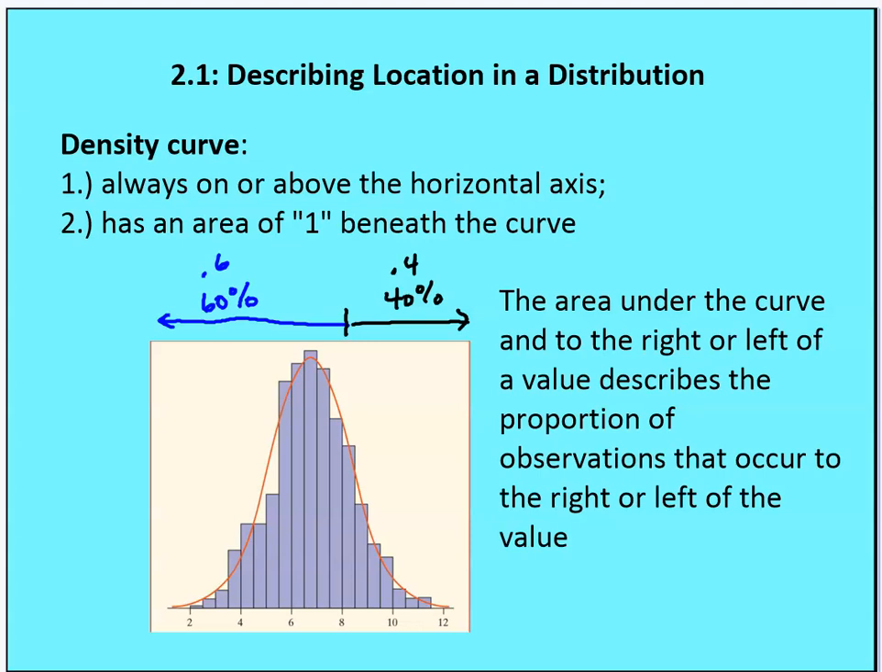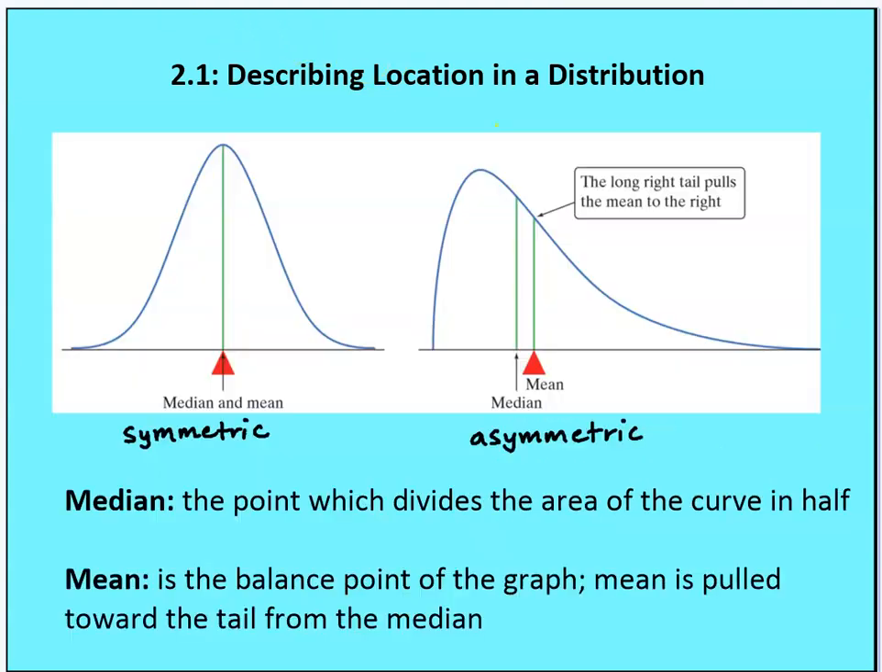Second is it has an area of 1 beneath the curve. All right, so if you were to measure the total area beneath this curve, it would end up being equal to 1. And so what that would mean is that if you drew a marker here, then approximately 0.4 would be your area here, and 0.6 would be your area to the left. Or we can say 40% of the curve is to the right of this marker and 60% to the left. So the area under the curve and to the right or left describes now the proportion, which is what we're going to get at, of the observations that occur to the right or left of that value.